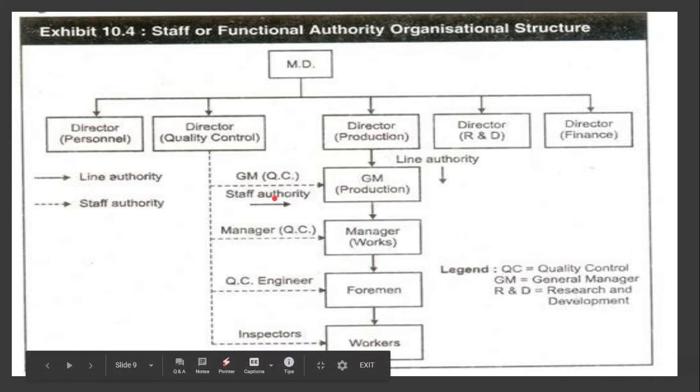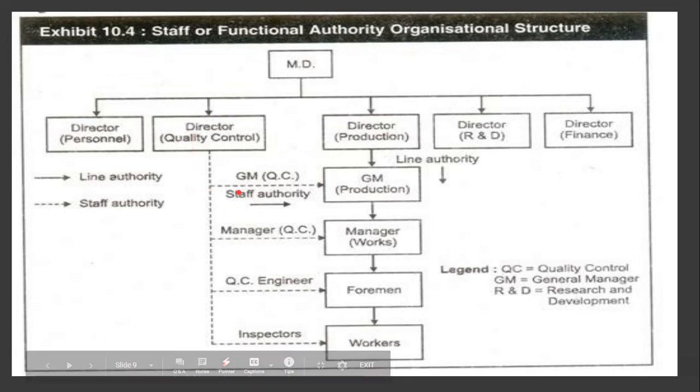departmental heads. Here suppose under director quality control, staff authority as GMQC is appointed, who is advising or giving their expert guidance to general manager production. Even the manager QC is appointed as a staff authority to give advice to the manager workers.